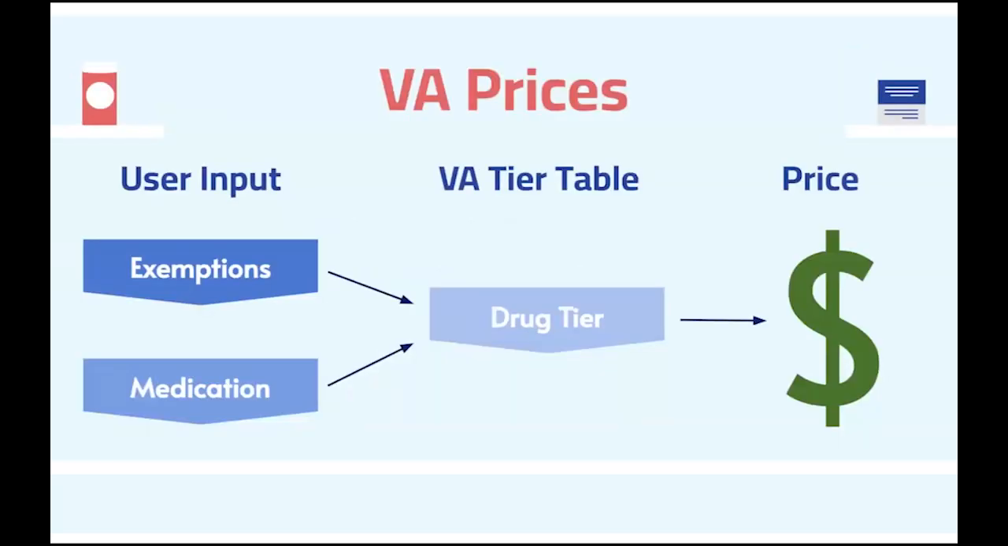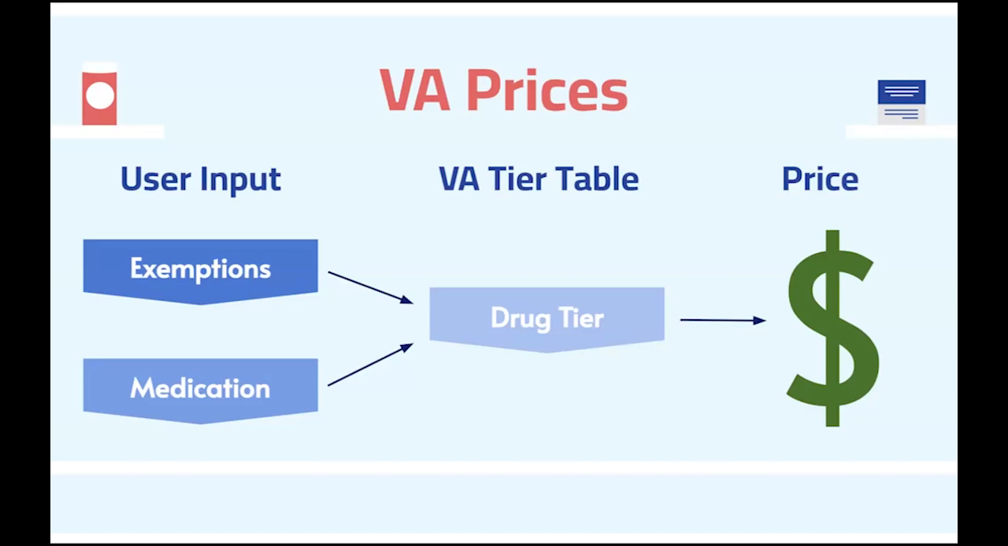Thank you, Danny. So as you can see with this chart, the Veterans Affairs price calculation side is a lot more straightforward than Medicare. From the user, we take input indicating whether they have Veterans Affairs exemptions. This would mean that all of their medicine is completely covered, and so the displayed price for whatever medication they input would always be 0, and then they put in the medications that they're interested in.